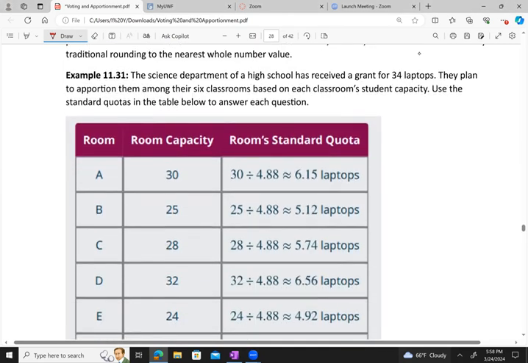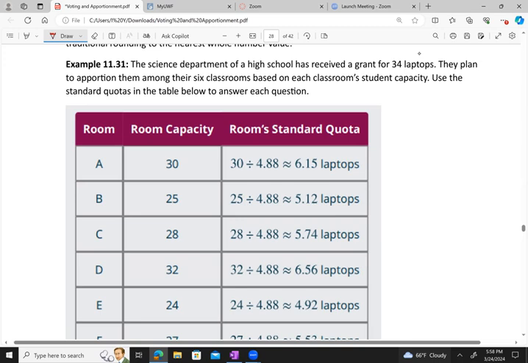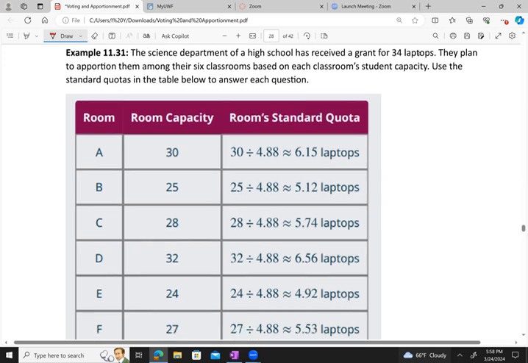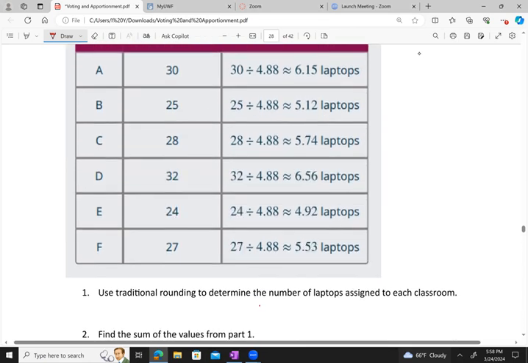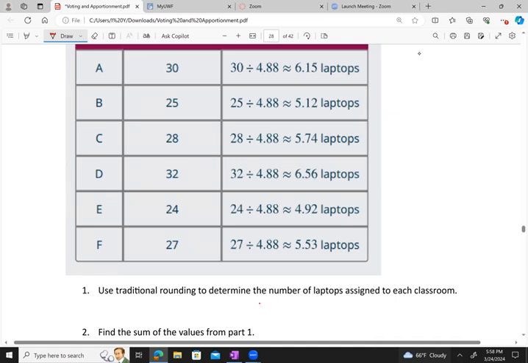The science department of a high school has received a grant for 34 laptops. They plan to apportion them among their 6 classrooms based on each classroom's student capacity. Use the standard quotas in the table below to answer each question. So we have a standard divisor of 4.88. So using traditional rounding to determine the number of laptops assigned to each classroom.